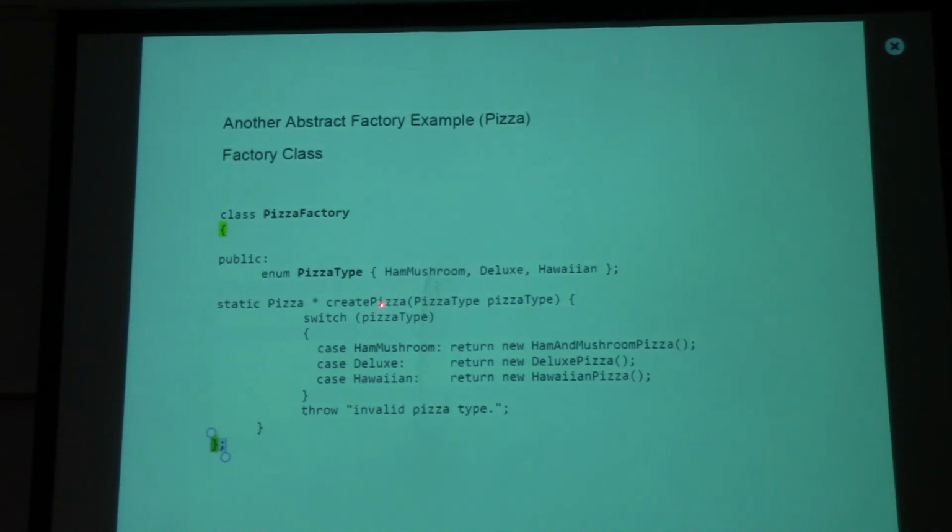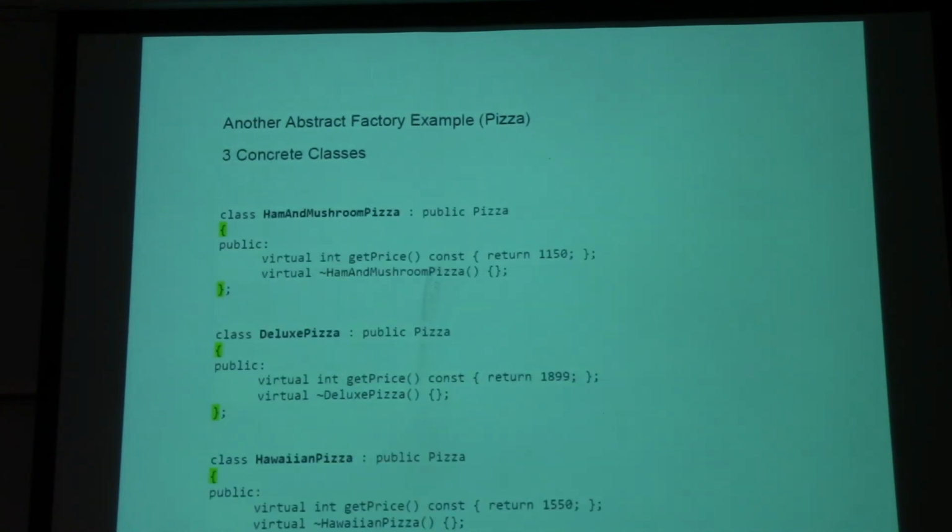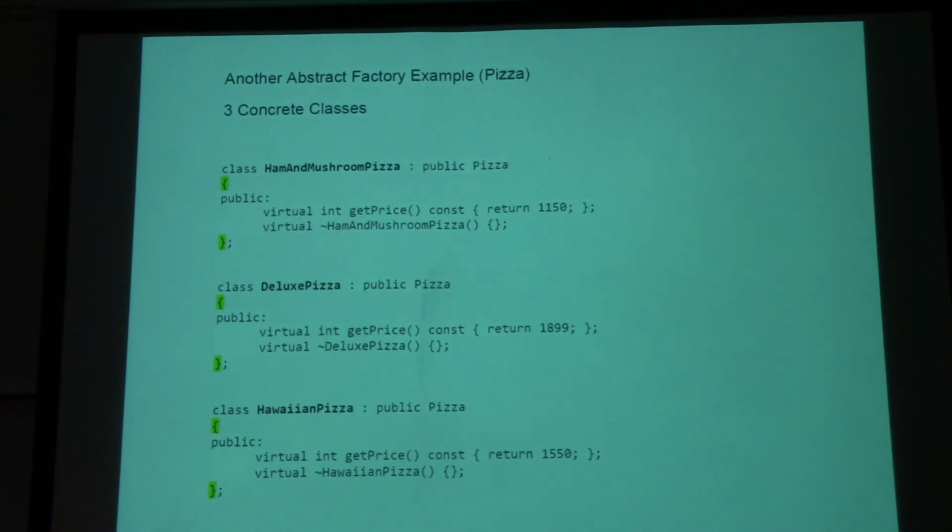And now we have a create pizza, and the driver program will say, I want a pizza type, and the pizza type, for example, is going to be deluxe. So to create the pizza, I'm going to do a switch on deluxe, it's going to catch that case, return new deluxe pizza. And of course, deluxe pizza is going to be this one. So it's going to construct this object.